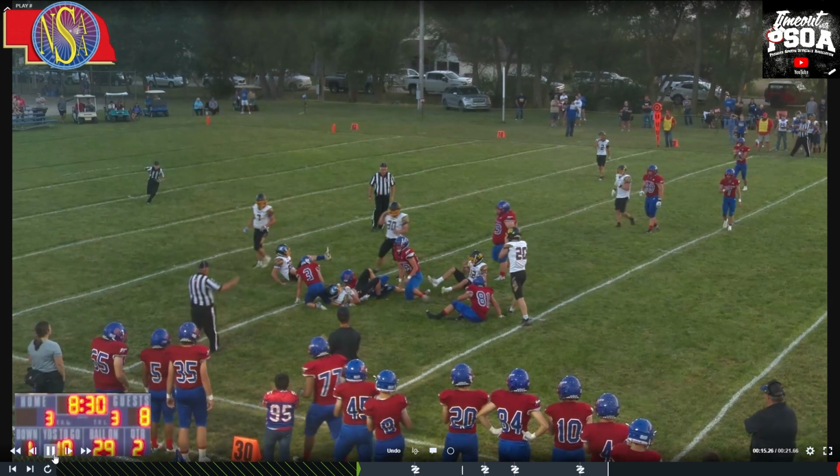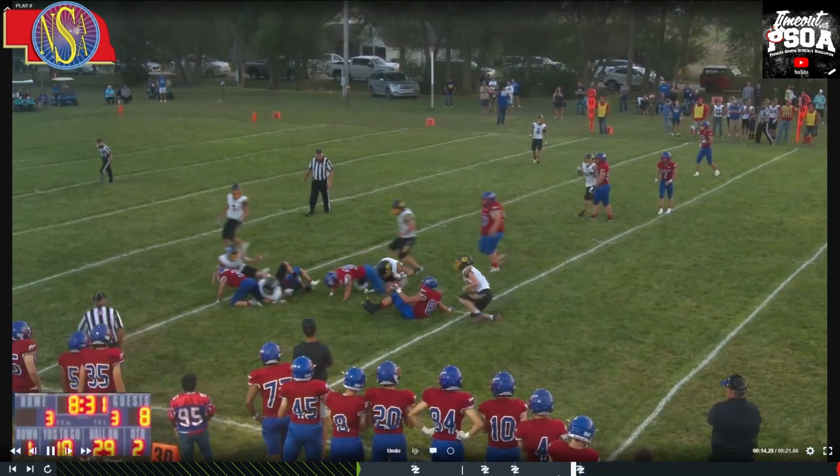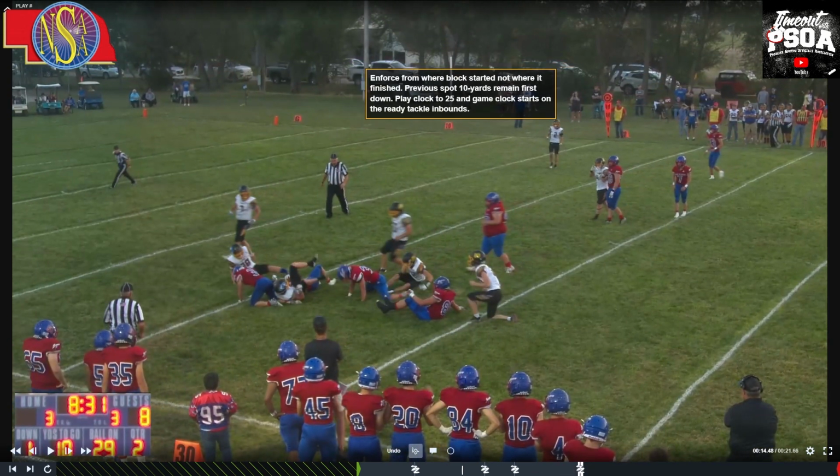This is offensive holding, and the last note on this is you're going to enforce from where the block started. The block started at the line of scrimmage. It continued in front of the line of scrimmage, but go back to where the block started. So this would be a 10-yard penalty from the previous spot. Play clock set to 25 seconds, and we're going to start on the ready for play because this play ended up with a tackle inbounds.